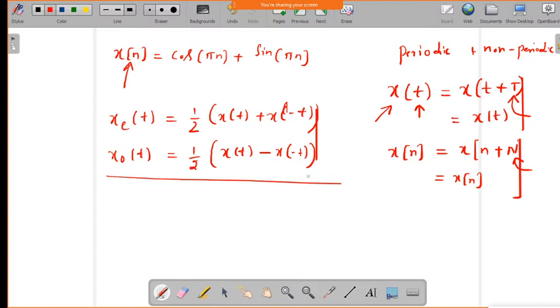Now if you take the special sinusoidal signals, that is a special case of periodic and non-periodic signals. What will happen?